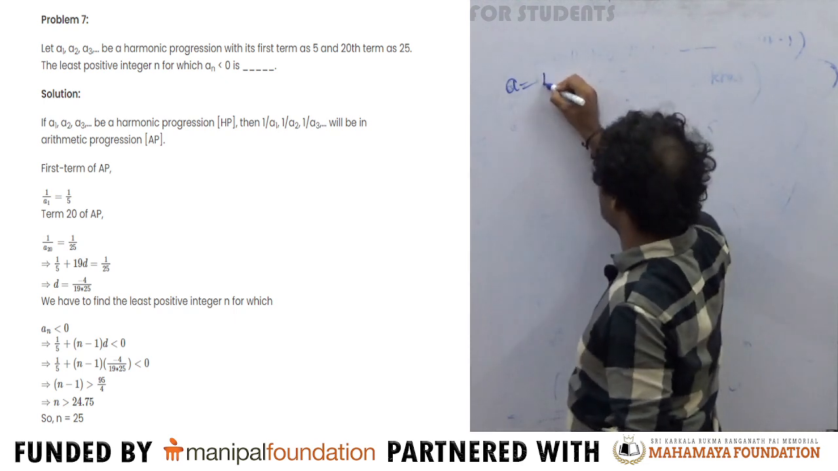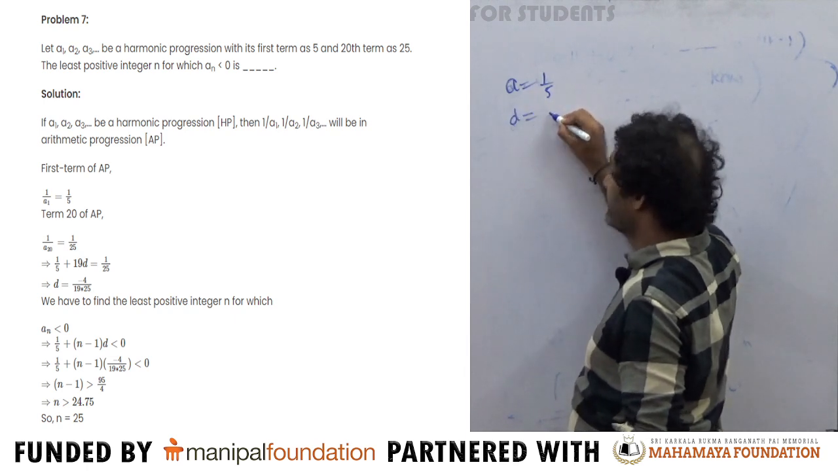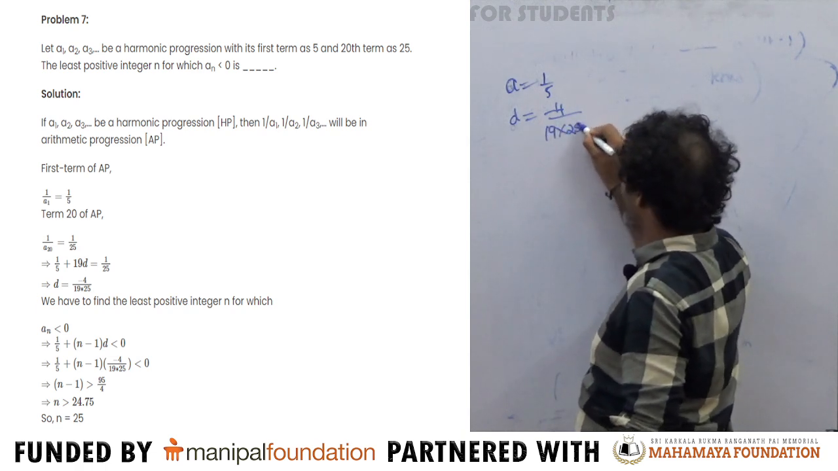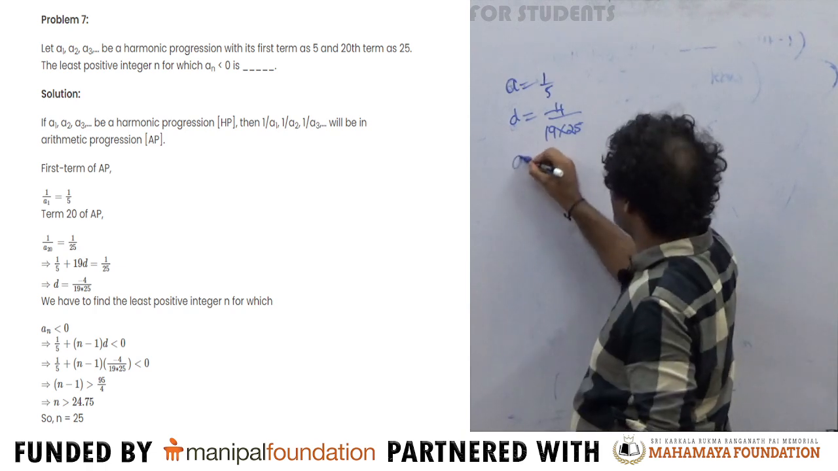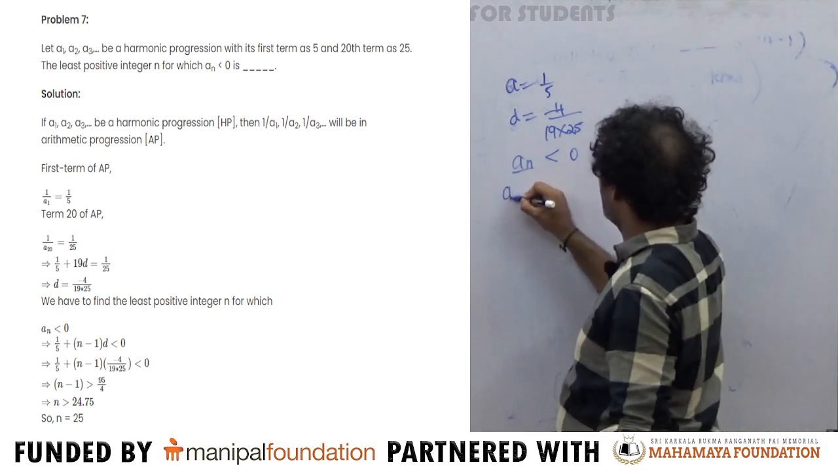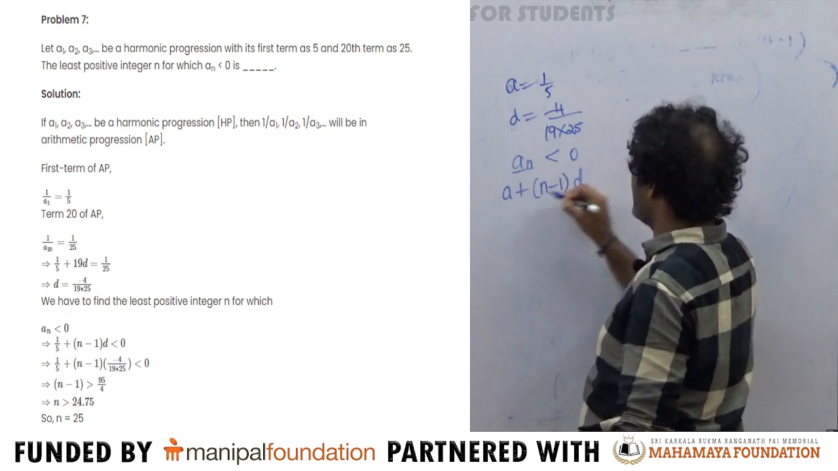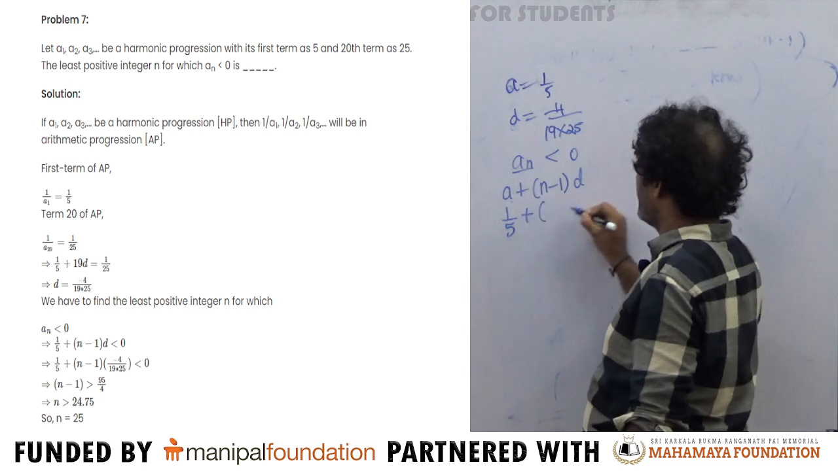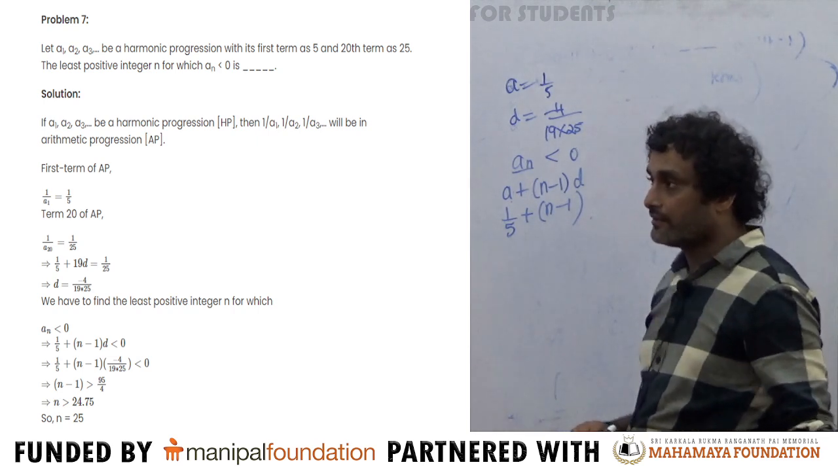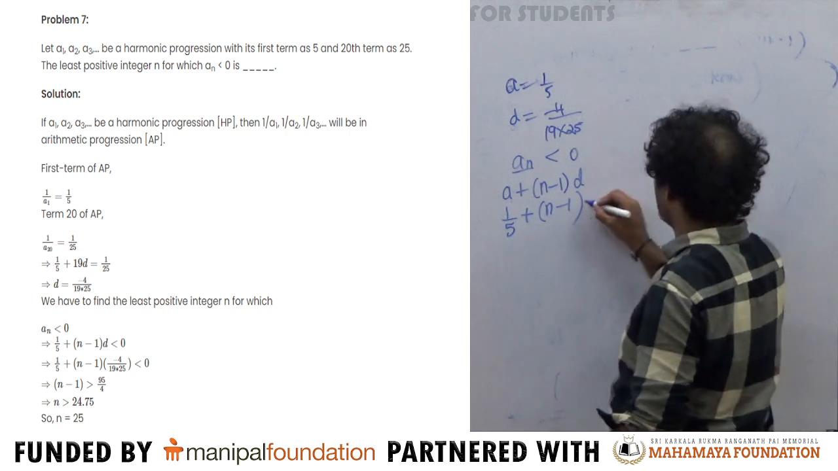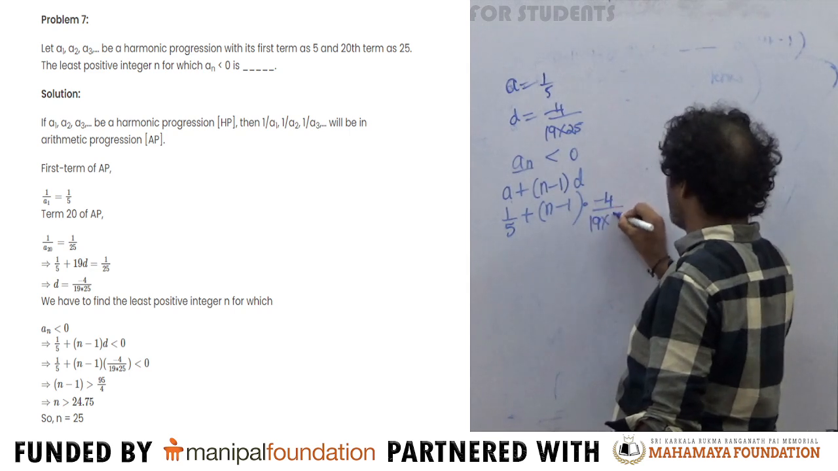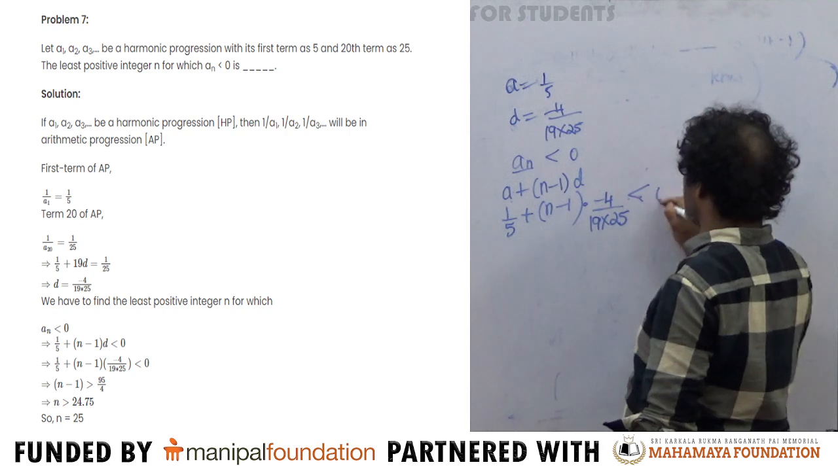So what I'll do is I'll write a is 1 by 5. d I'll write again. d was minus 4 by something we got, right? 19 into 25. So now we are asked to find a_n less than 0. a_n formula I'll write. Who is a_n? a plus (n minus 1) into d, where a is 1 by 5. We are not aware of n minus 1; they are asking which term. Fine? Into d. d is who? Isn't it minus 4 by 19 into 25, less than 0.